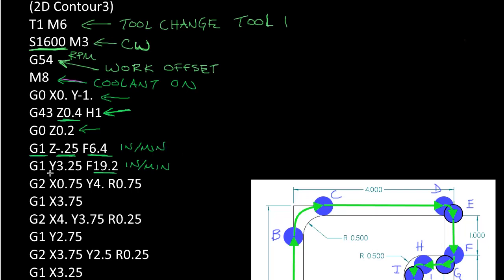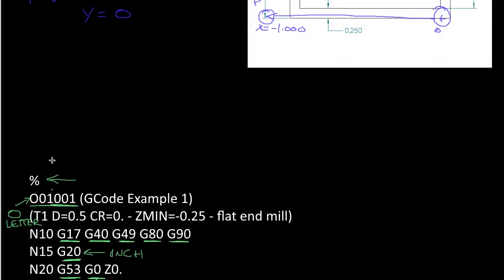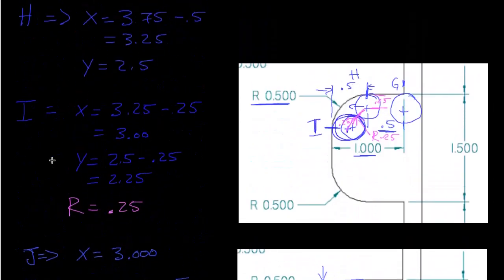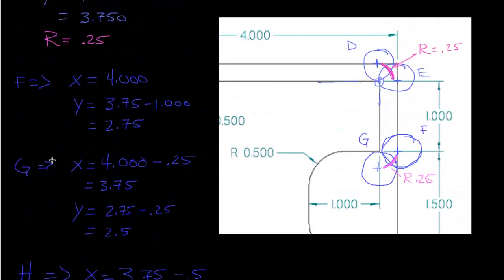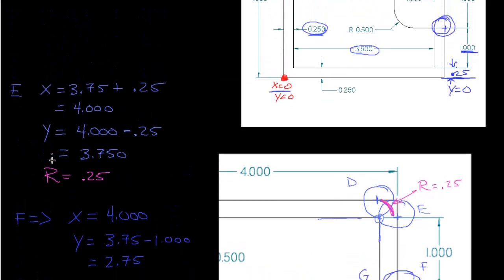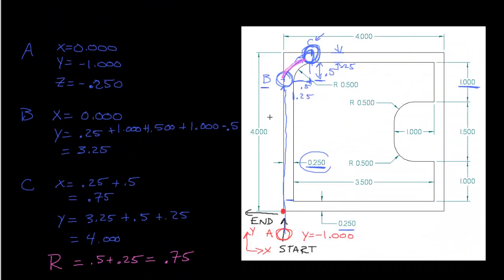Okay, so you may be wondering, where are these points? Why is it y 3.25? Well, if you look up here, that y 3.25 point is actually point B. And we calculated that it's at x0 and y 3.25. And for point A, we said to go to x0, y equals -1, and z is at -0.25.